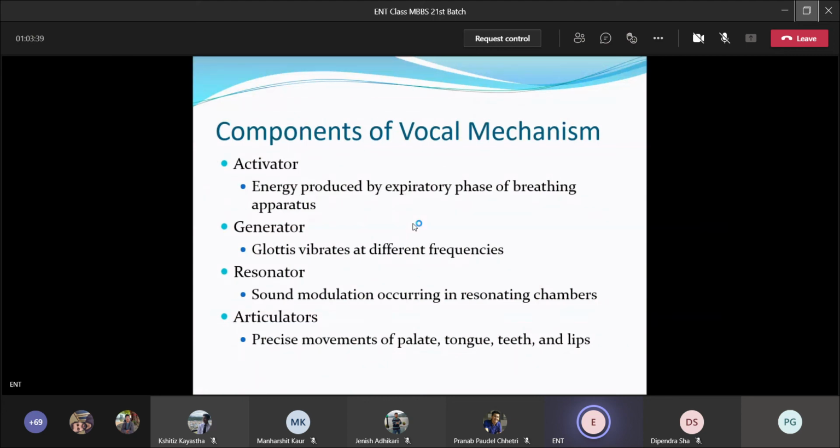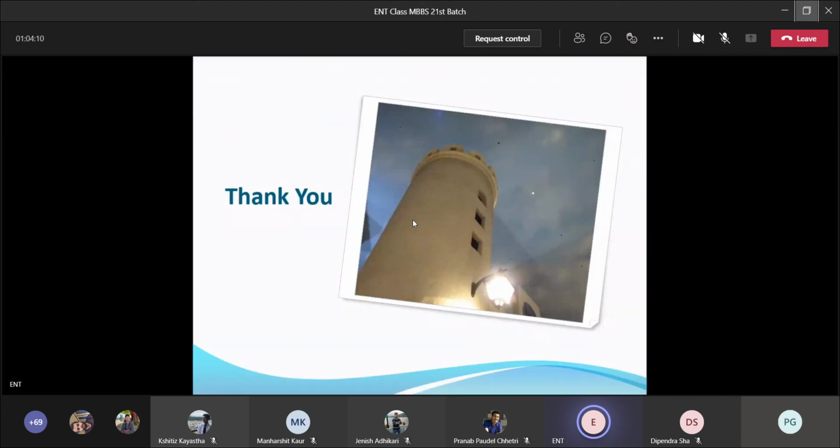The components of the vocal mechanism: the activator, energy produced by the expiratory phase of the breathing apparatus; the generator, the glottis vibrating at different frequencies; the resonator, sound modulation occurring in resonating chambers; and the articulators, precise movement of the palate, tongue, teeth, and lips. So these are the components of the vocal mechanism. This is the anatomy and physiology of the larynx.